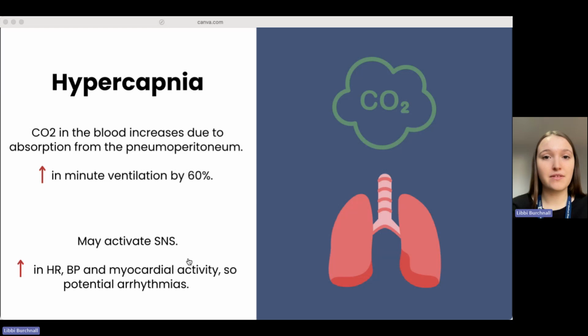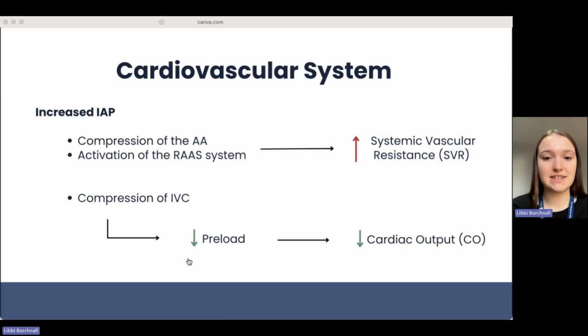So we're going to move on now to talking about the different systems, and we're going to start with the cardiovascular system, which you could argue has some of the main complications of creating a pneumoperitoneum. If we start with how the increased intra-abdominal pressure has an impact on the cardiovascular system, it has three main ways really. The first one is that it compresses the abdominal aorta and activates the renin-angiotensin-aldosterone system. In turn, this increases systemic vascular resistance, which means that the tissues in the body are getting slightly less blood supply, which isn't always ideal.